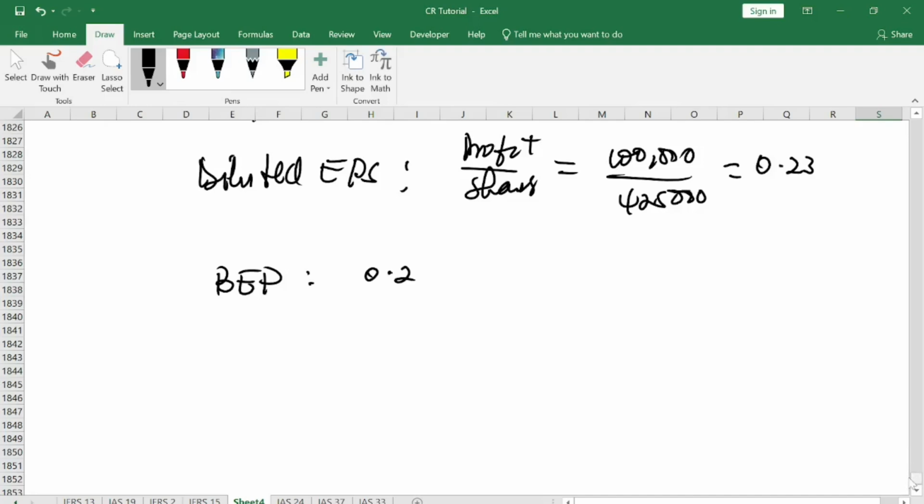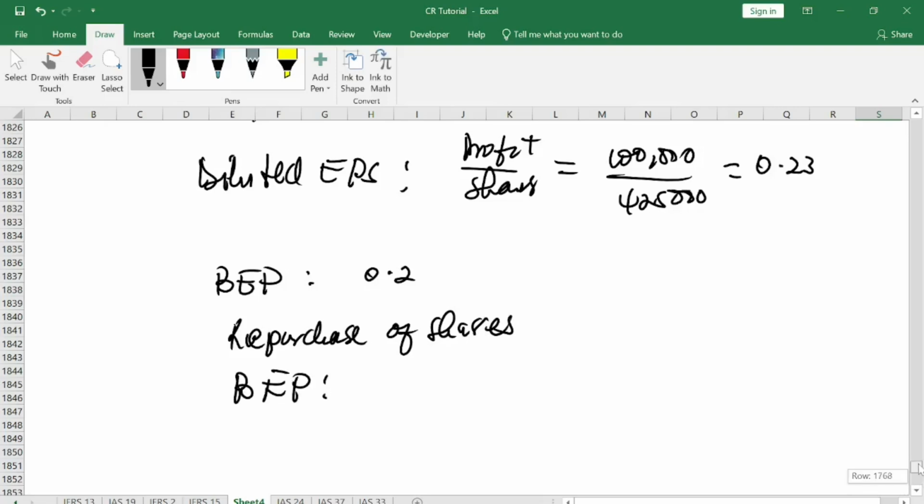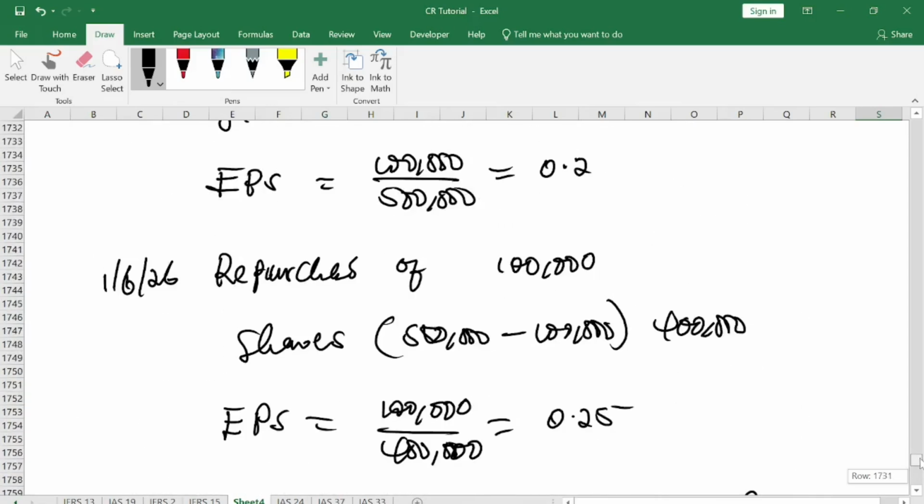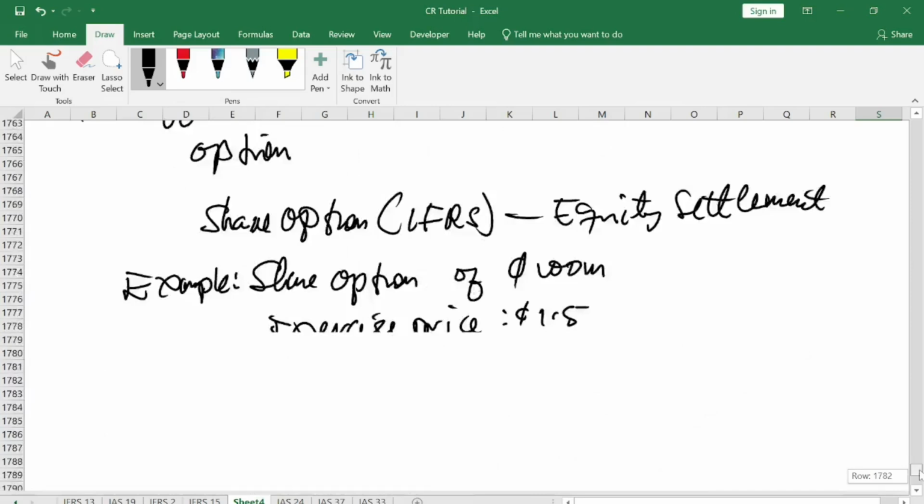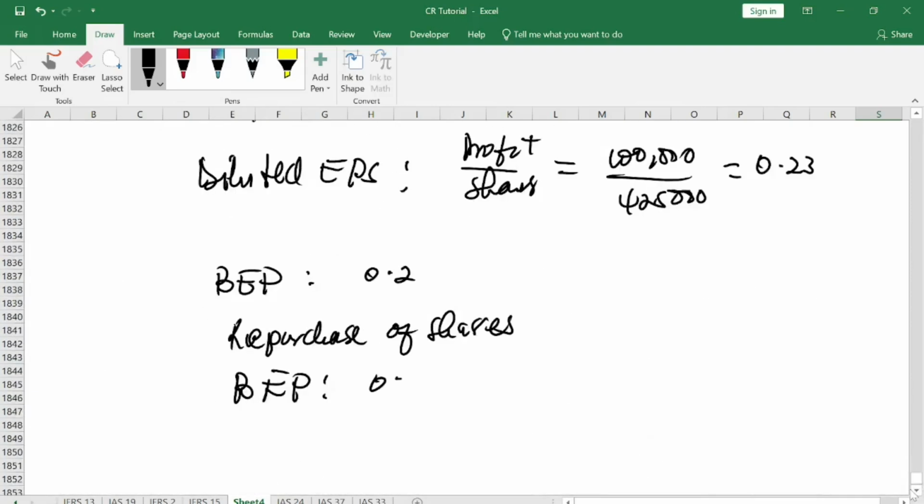So the company decided to do a repurchase of shares. After the repurchase of shares, the basic earning per share rose. You have seen that? It went up to 0.25. So the share value has increased after repurchasing. When you repurchase, it reduces the number of shares and increases the basic earning per share.